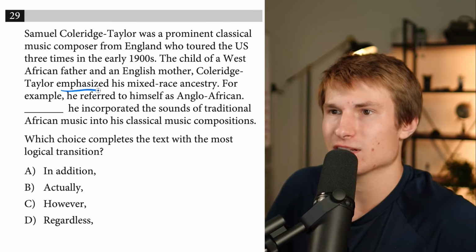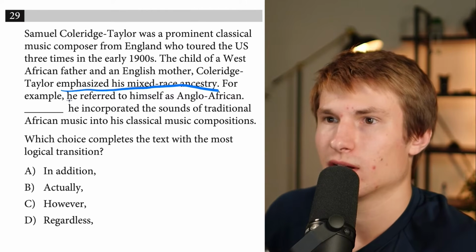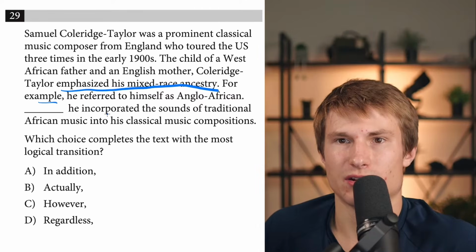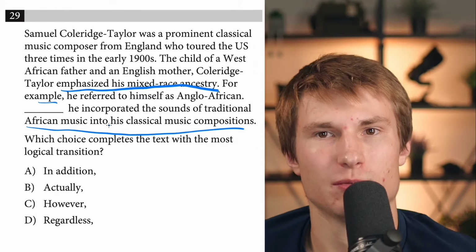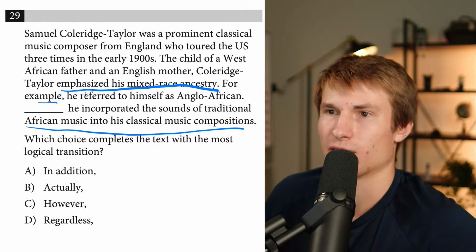All right, so he emphasized his mixed-race ancestry. Then we give one example of that. And then down here, it looks like we're giving another example of that, where he incorporates the sounds of traditional African music into his classical music compositions. So we had one example, we're giving another one.